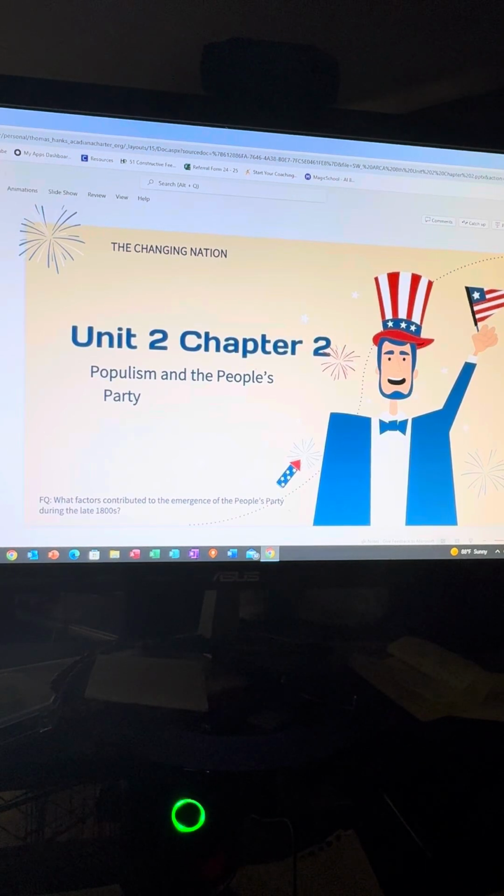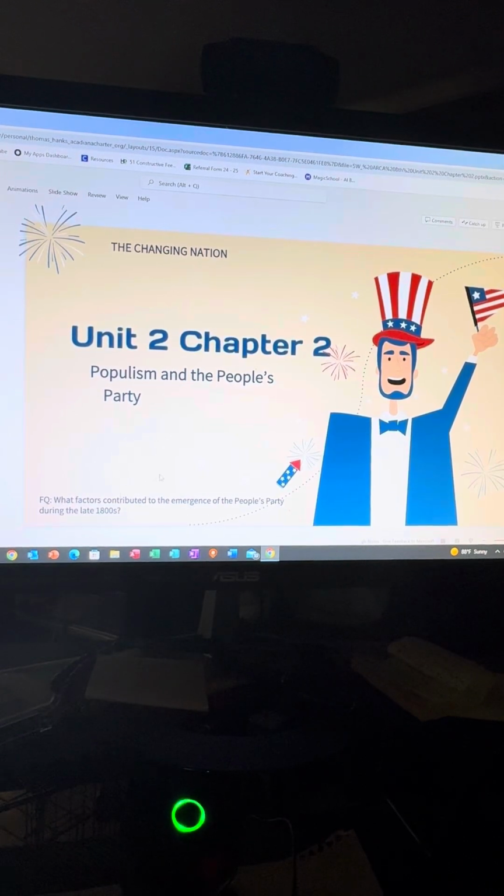So we're going to go ahead, we're going to get started. I'm going to introduce this Unit 2, Chapter 2, The Changing Nation, Populism, and the People's Party. And the first thing I want to draw everyone's attention to is what factors contributed to the emergence of the People's Party during the late 1800s. That's our framework question, but we also want to know, what ended up happening to them? Are they still around today in some degree? What is populism? Those are some of the questions that we're going to answer as we go on.